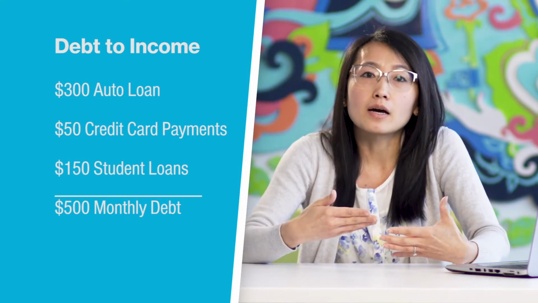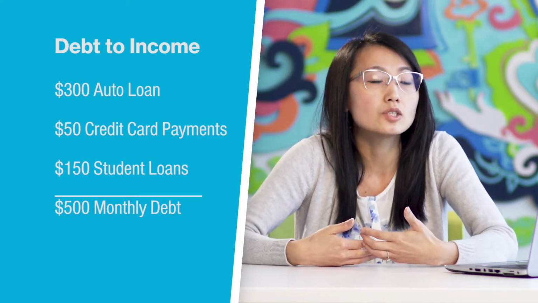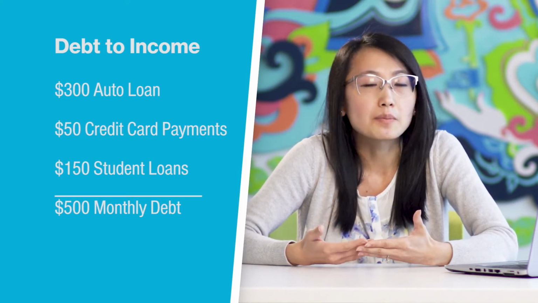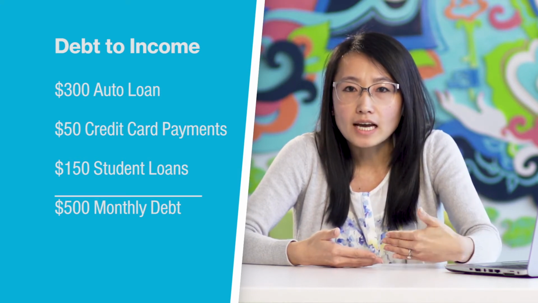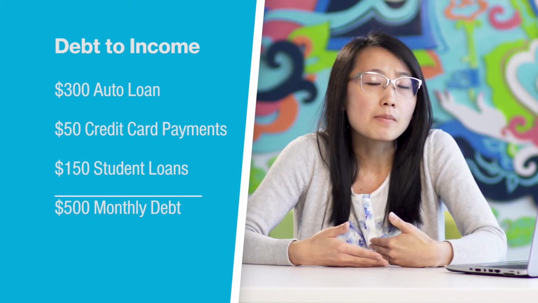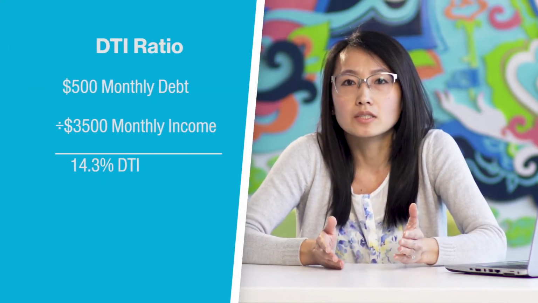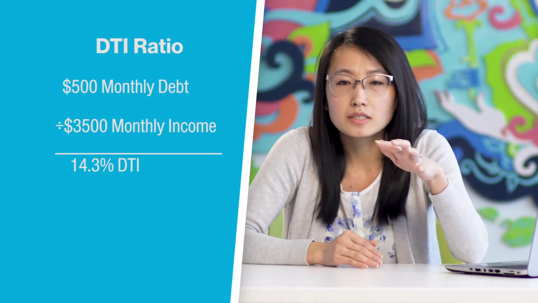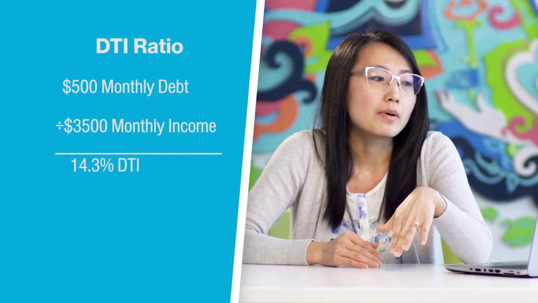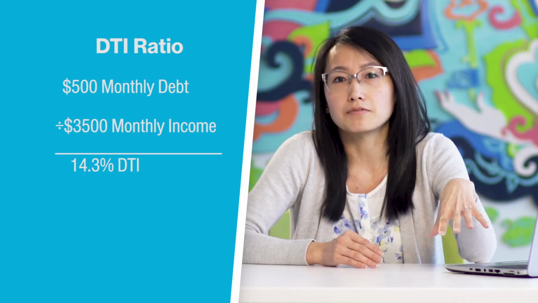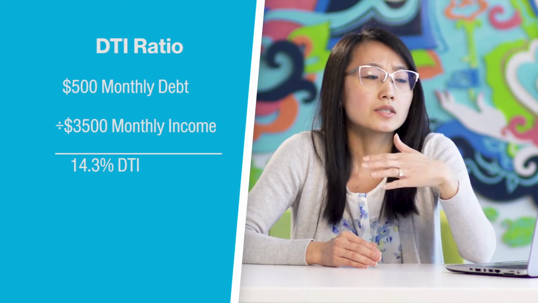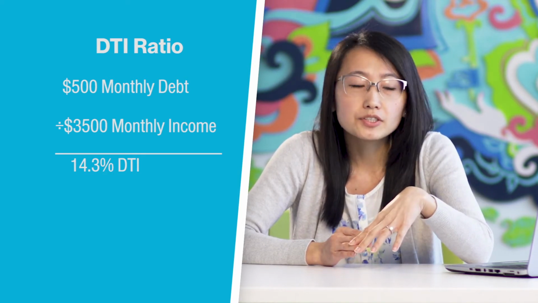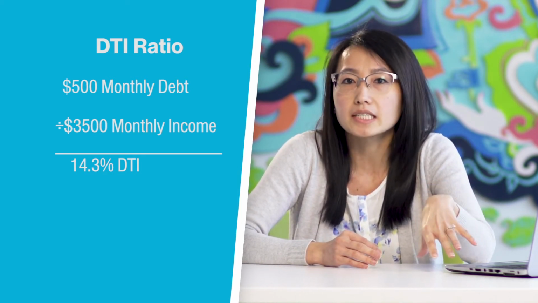So moving on, say I also have a student loan of $150 a month. When we add all of that debt that I have, it ends up to be about $500 a month. Again, remember, debt to income is total debt over gross monthly income. So we've got $500 total debt that I owe, divided by, let's say my monthly gross income is $3,500. So 500 divided by 3,500, I get about 14.3% as my debt to income ratio.